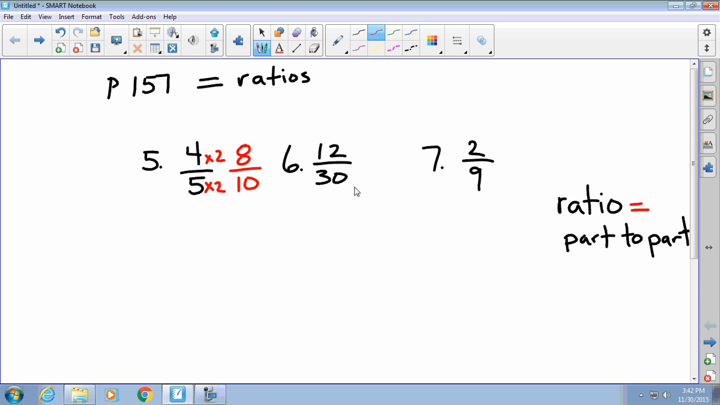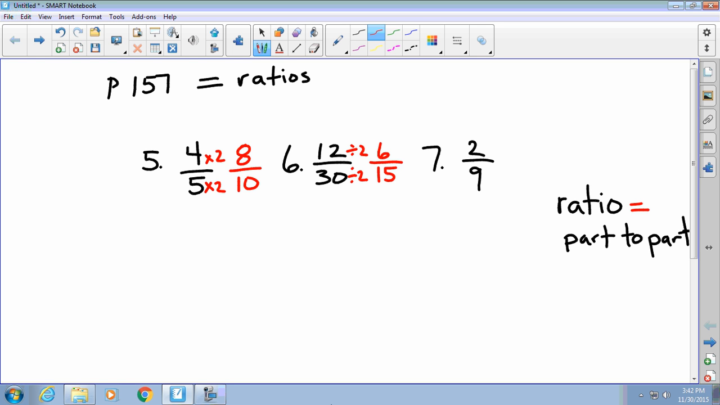For number 6, if it's 12 over 30, not only can we multiply by the same number on top, but we could also divide by the same number on top. 12 divided by 2 is 6, and 30 divided by 2 is 15. That would be an equivalent ratio.